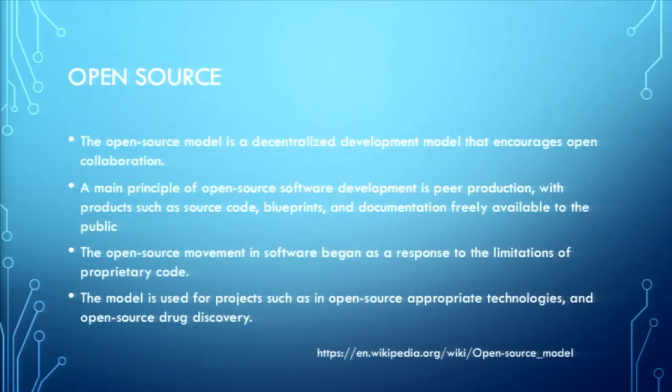Main principle of open source software is peer production. Products such as source code, blueprints, documentation freely available to the public. They were talking about things being on GitHub. This is where people have these things. The open source movement in software began as a response to limitations of proprietary code. And the models used for products such as open source appropriate technologies and open source drug discovery, but many, many other things. So open source, but also open standards. So again, data coming from these sensors should not be in a proprietary format. It should come in an open format.